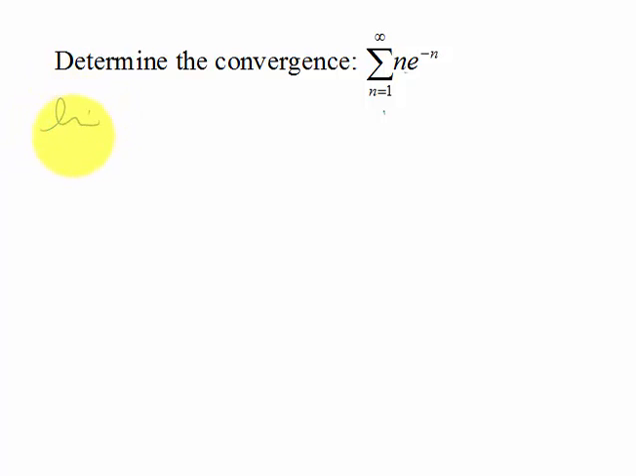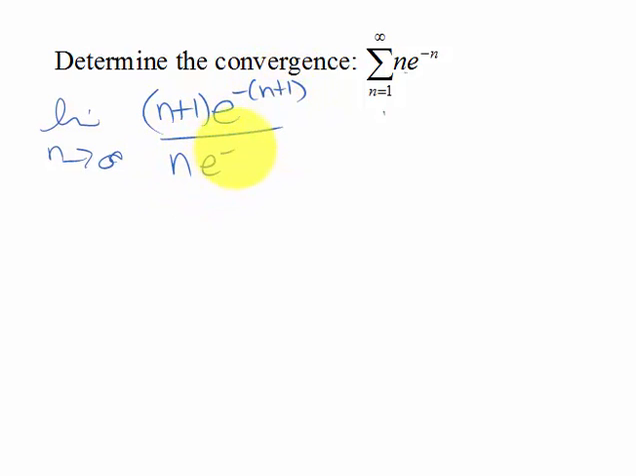So we've got the limit as n goes to infinity of the n plus 1 term, that would be (n plus 1) times e to the negative (n plus 1), over the nth term, which is n times e to the negative n. Let's go ahead and see what we can do to simplify that.